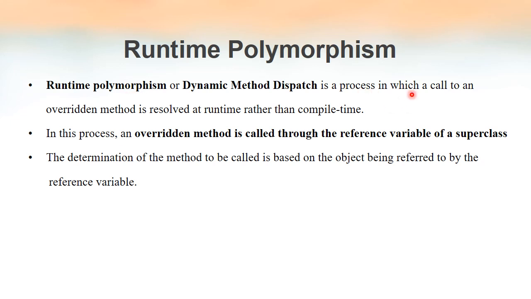So we can define runtime polymorphism as a process in which a call to an overridden method. This word is very important because runtime polymorphism or dynamic method dispatch is based on method overriding, or it happens only when some methods are overridden. And the resolving of that overridden method takes place at runtime rather than compile time. So it is a process in which a call to an overridden method is resolved at runtime.